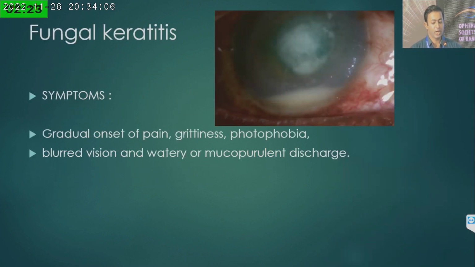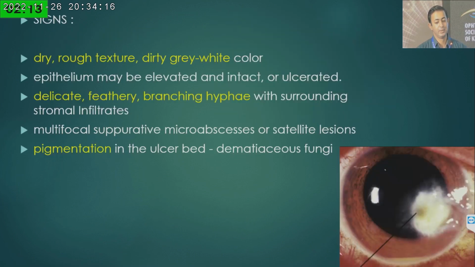Coming to fungal, you have a patient presenting usually with more signs than symptoms. Usually you have a gradual onset of pain, foreign body sensation, photophobia with slight or watery discharge. The ulcer usually presents as a dry, rough texture with a dirty white color. You can see the delicate feathery hyphae, and a very important point here is that sometimes you might see a pigmentation of the ulcer bed. It might be mistaken for a perforated ulcer sometimes.